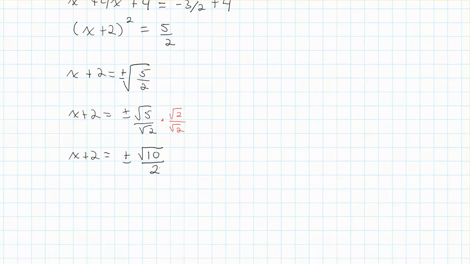And then we have one thing left to do, which is subtract 2 from both sides. And then x would be equal to negative 2 plus or minus the square root of 10 over 2. And that would be my final answer.